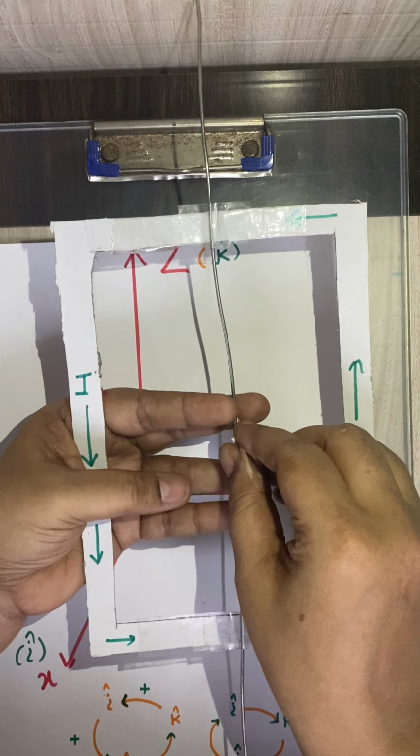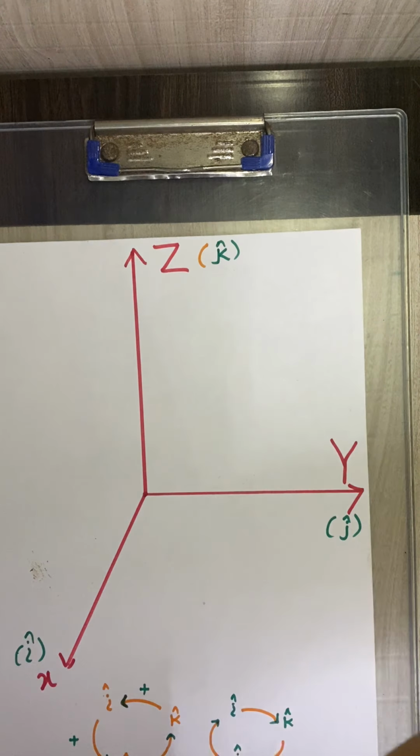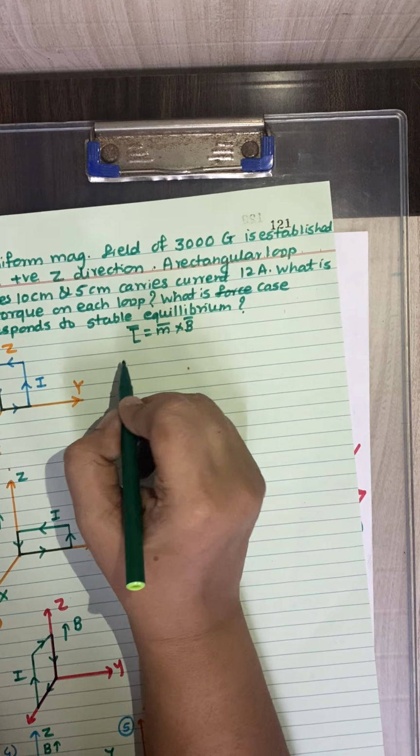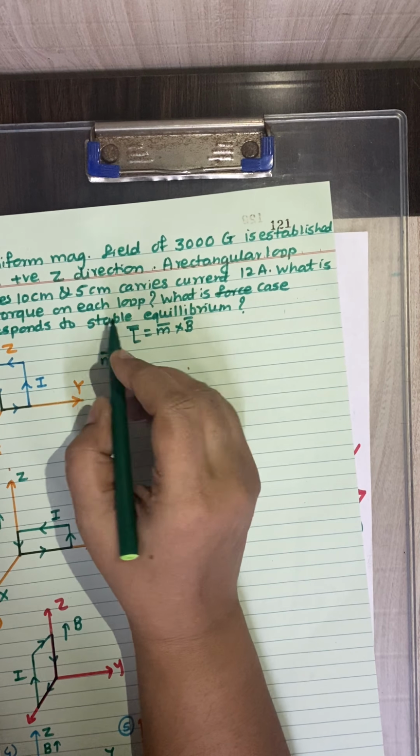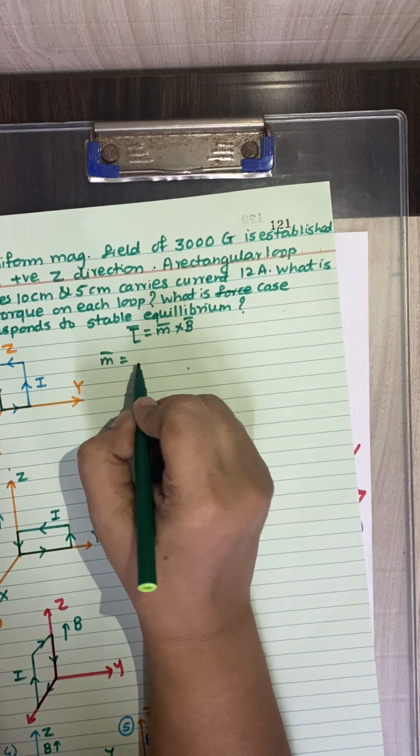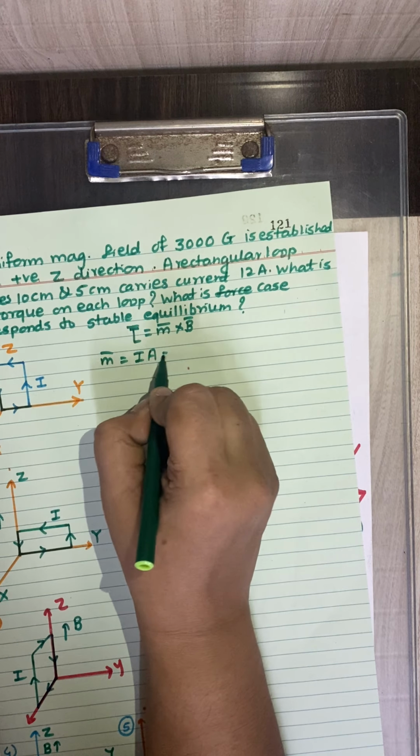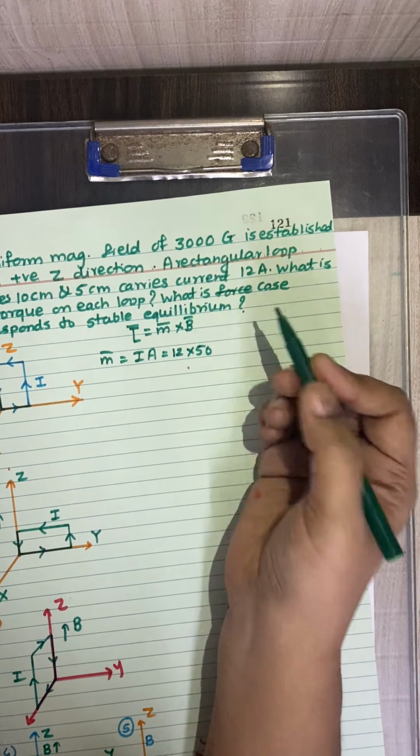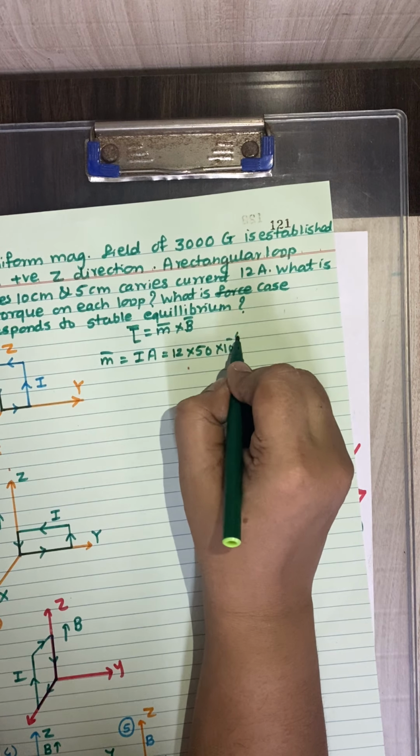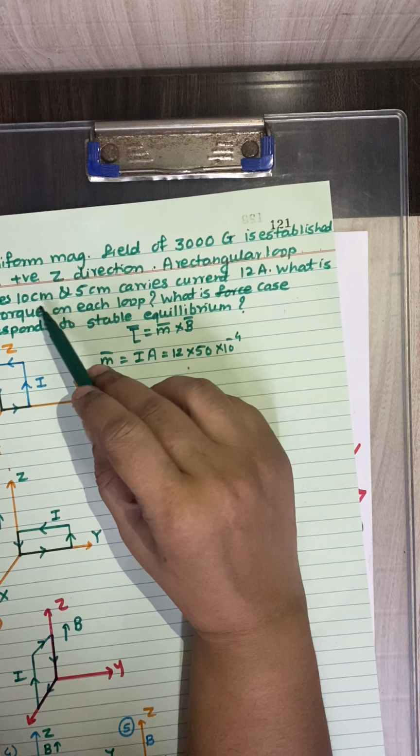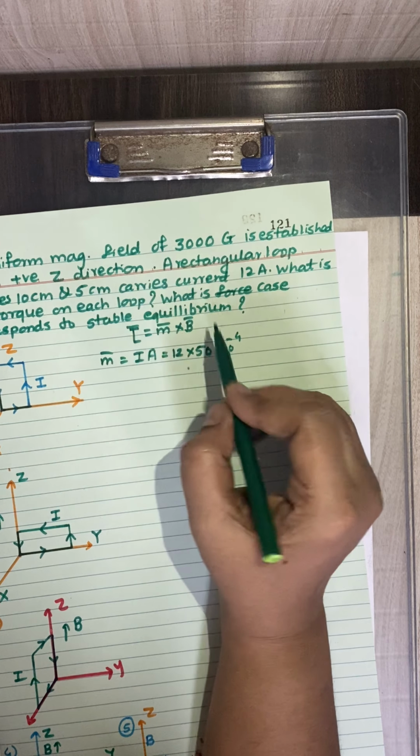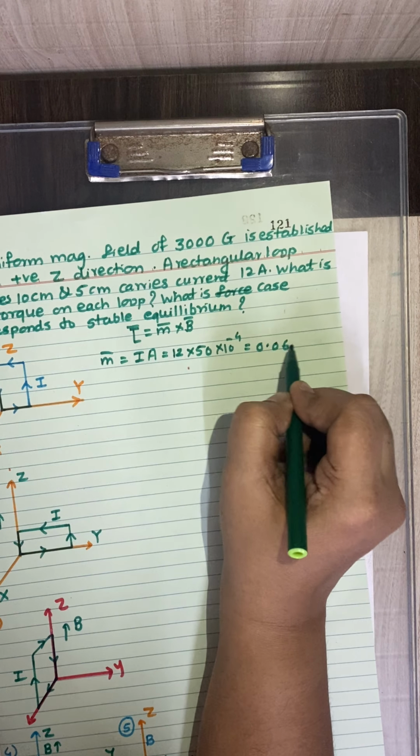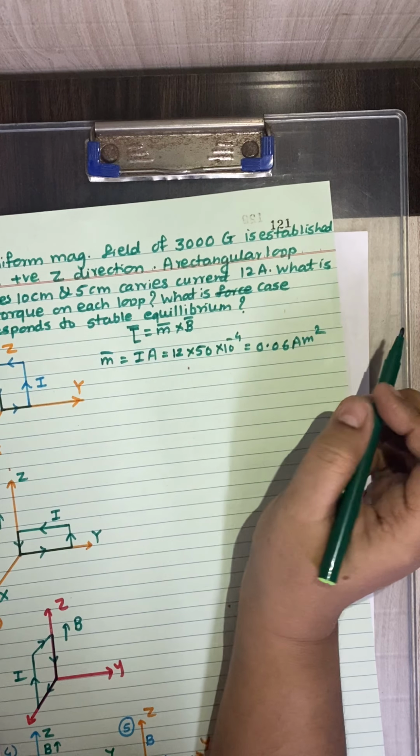So now we are going to calculate the value. I can write here that the magnetic moment is I into A. This is the formula we have studied. So this is 12 into 50 into 10 raised to minus 4 for the area. The area is 10 into 5, that is 50 centimeter square, converted into meter square. So it is equal to 0.06 ampere meter square. So this is the magnetic moment.